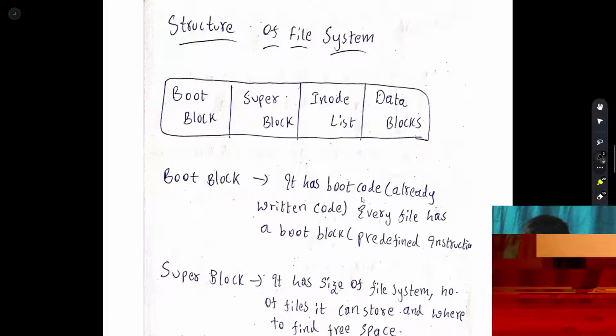So we will just save it as a file, an executable code file. Every file has a boot block, that is, predefined instructions. Boot is nothing but a predefined instruction. So if you execute a system call, the kernel will have an executable file regarding that particular system call. It will use that already predefined instruction and then complete the things which are required. So the predefined instruction is the boot block.